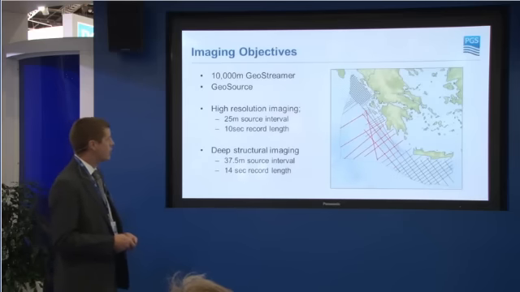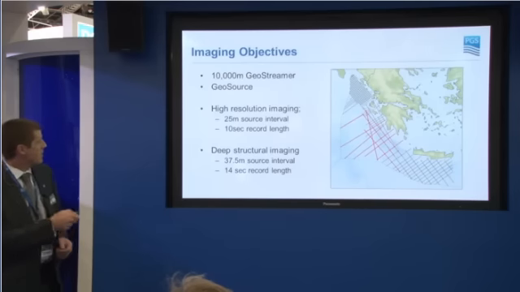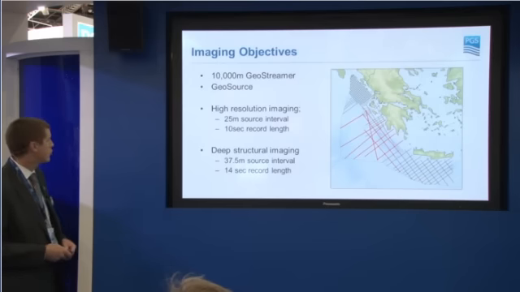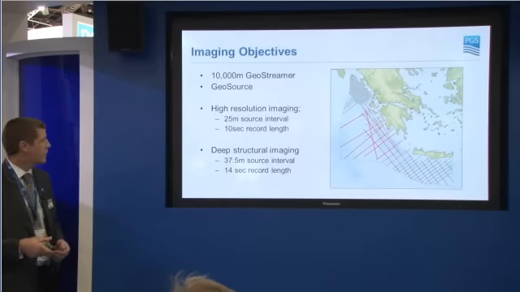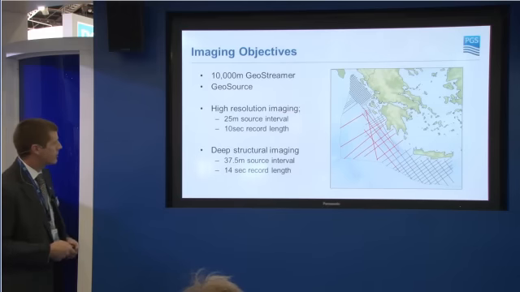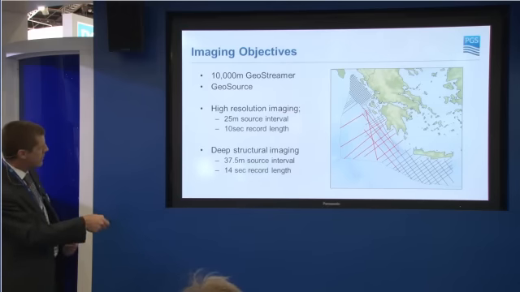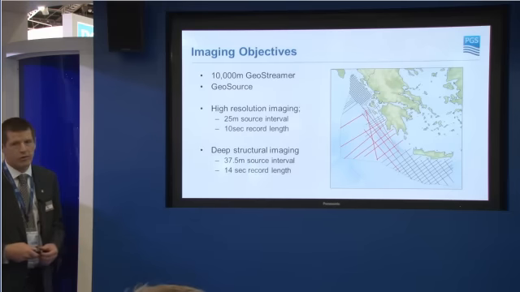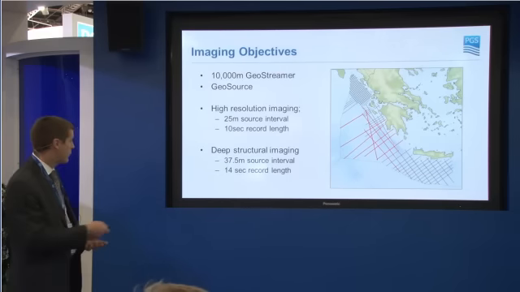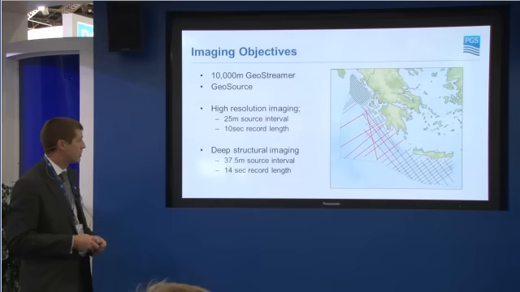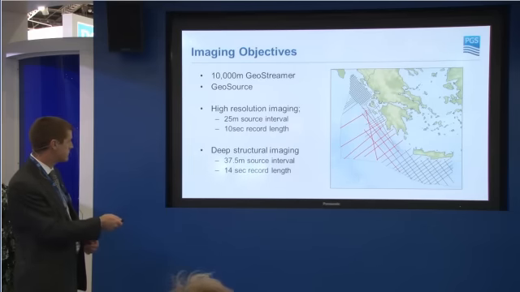There were two acquisition parameters used. Everything required was recorded with a 10 kilometer streamer and using GeoSource. The lines in black were recorded with a 25 meter source interval to improve the inline sampling, and a 10-second record length. The lines in red were recorded with a 37.5 meter source interval and a 14-second record length to image deeper, image the basement, and if possible down through the crust to the Moho.